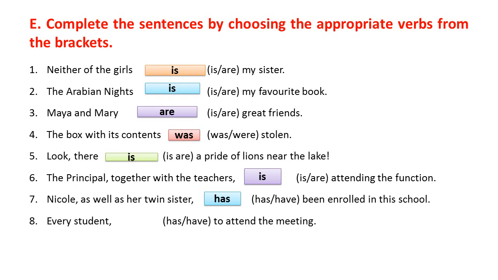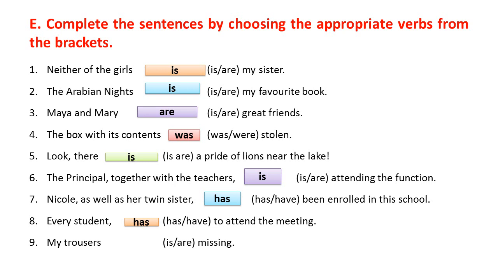Eighth, every student has to attend the meeting. According to Rule 4, the word every is an indefinite pronoun. Therefore, we have to use singular verb. Every student has to attend the meeting.